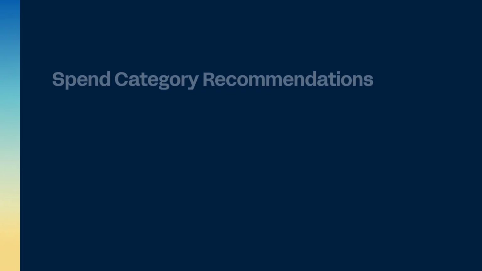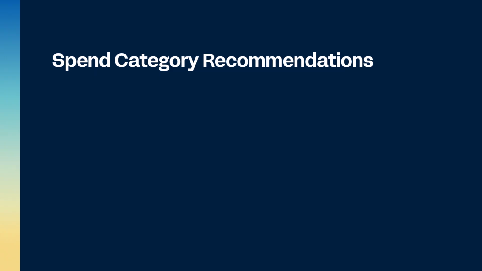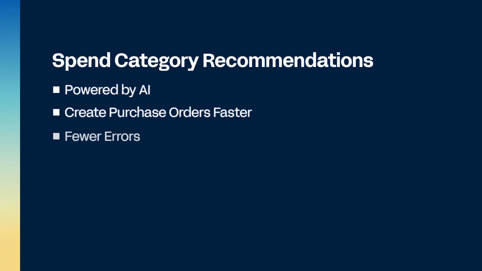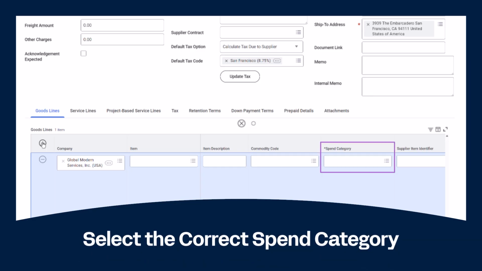In this video, we'll cover the Spend Category Recommendation for Purchase Orders feature. Powered by AI, this feature helps users create purchase orders faster and with fewer errors. When you create, edit, or revise a purchase order, you need to select the correct spend category for each item. This category is important for financial reporting and tracking your organization's spending.